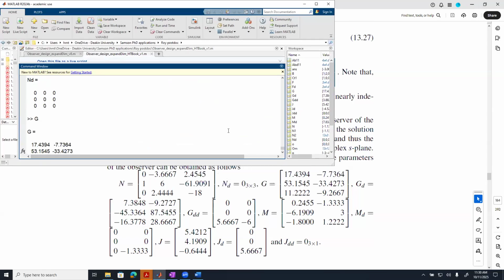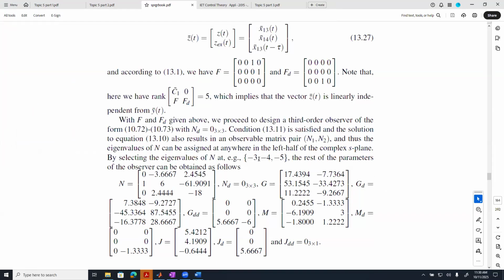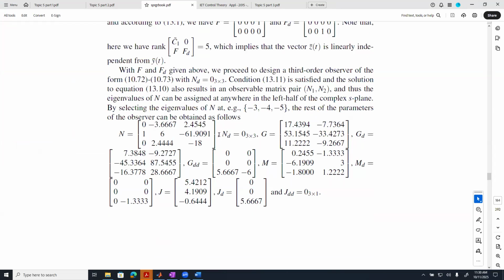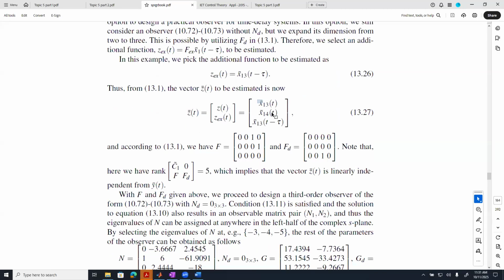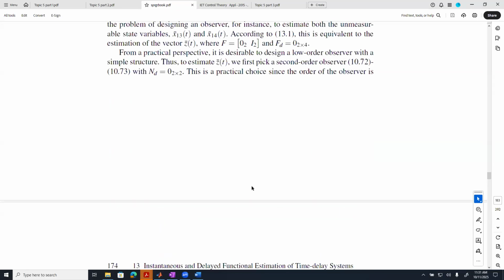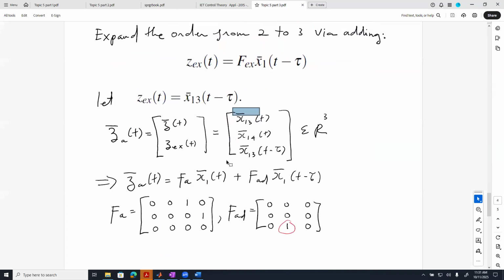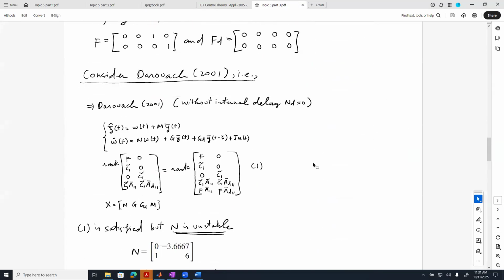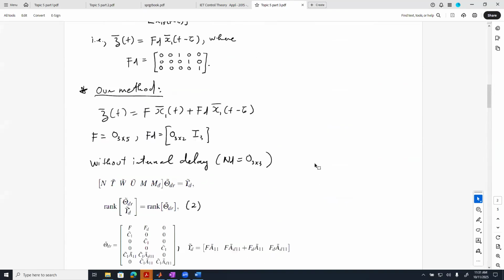So for example, if we call, let's say G, it's actually down here, and then GD, and then GDD, and so on, and then M and all of that. So we're able to realize a third order observer without an internal delay to estimate the two unmeasurable stack variables. Whereas the other method that did not use the new concept, which is called the generalized functional, will fail to work.